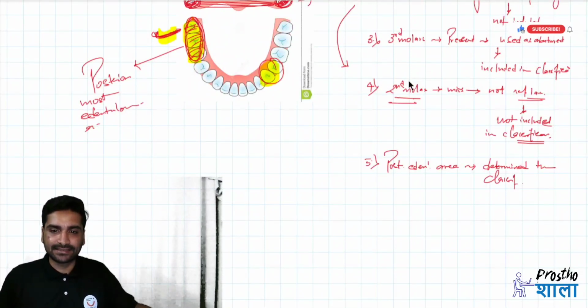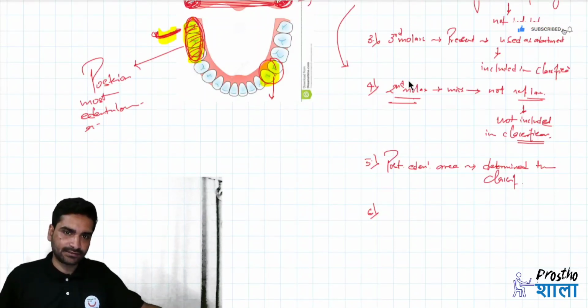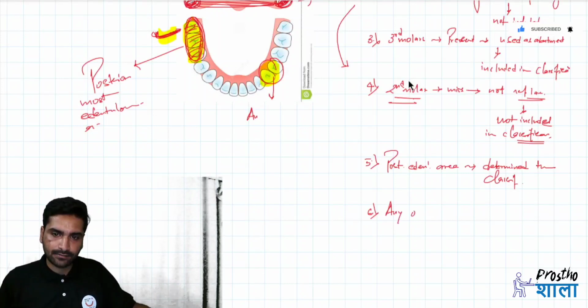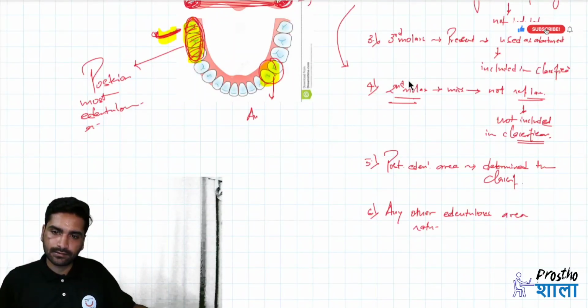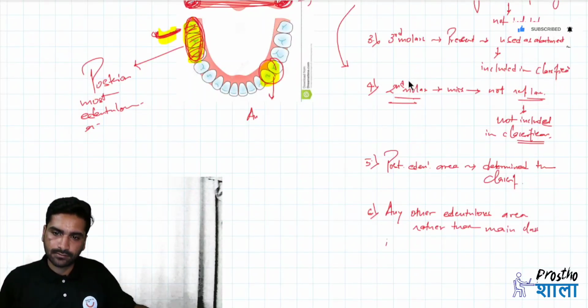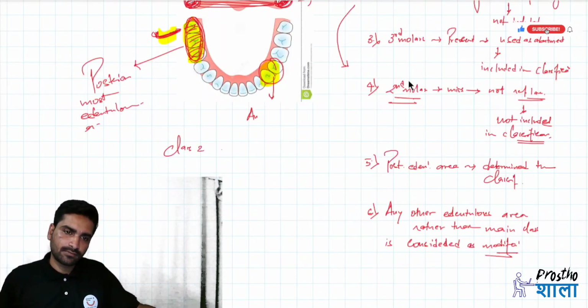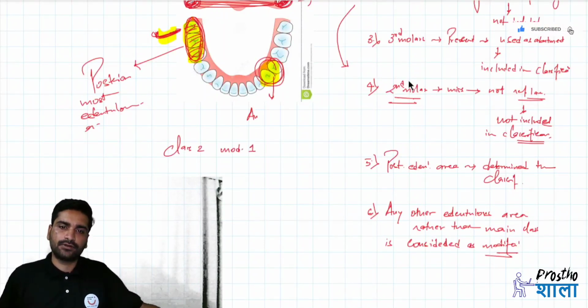Now rule number 6: any other edentulous area other than the main class is considered as a modification space. So it will become class 2 mod 1, because this is one modification space.